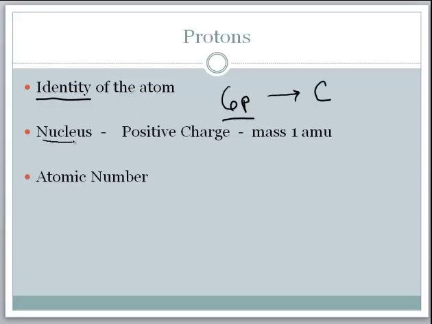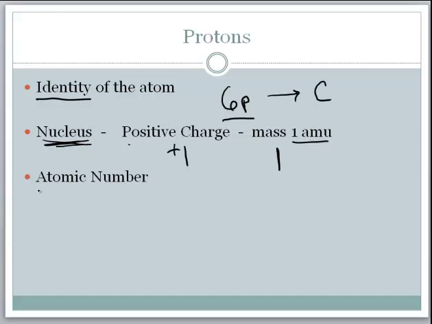Our protons are located in the nucleus. They have a positive 1 charge, and they have a mass of 1 AMU. You could think of the mass as simply 1. AMU stands for atomic mass units, and we'll talk about that in more detail in a later vodcast.